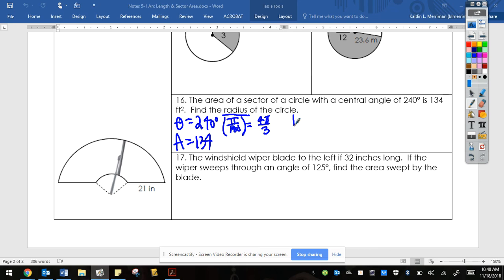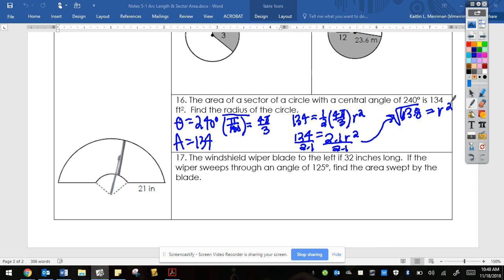So if we plug this in, we know that area is 134. We get 134 equals 1/2 times our angle, 4 pi over 3, r squared. All right, now if we go ahead and multiply the 1/2 times 4 pi over 3 out, we get 2.1 r squared. And then if we divide by 2.1 on both sides, you should get about 63.8 equals r squared. And then remember to undo squaring, you take the square root of both sides so that these cancel. So then you end up that r equals about 8 feet once you've rounded, okay?